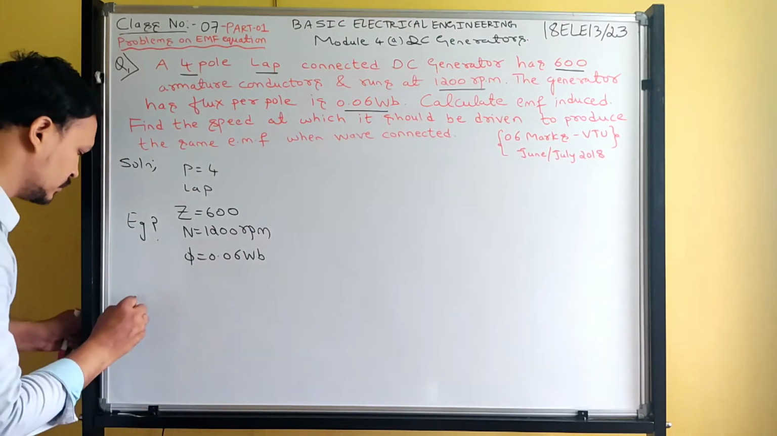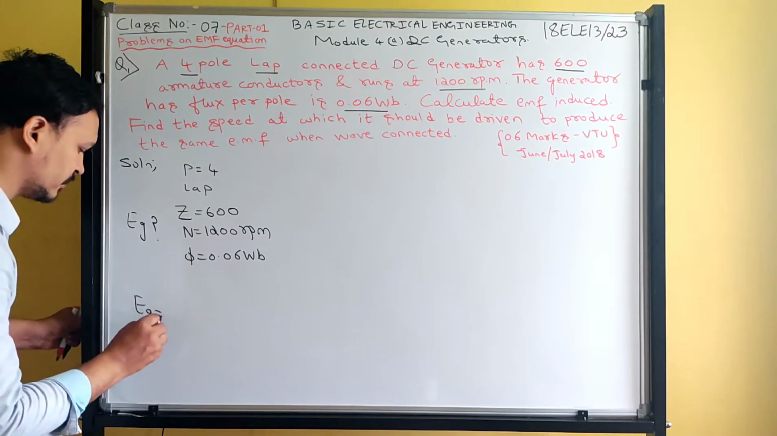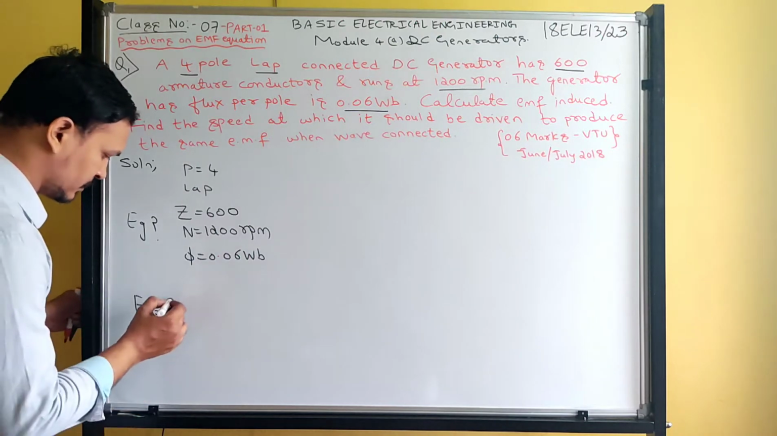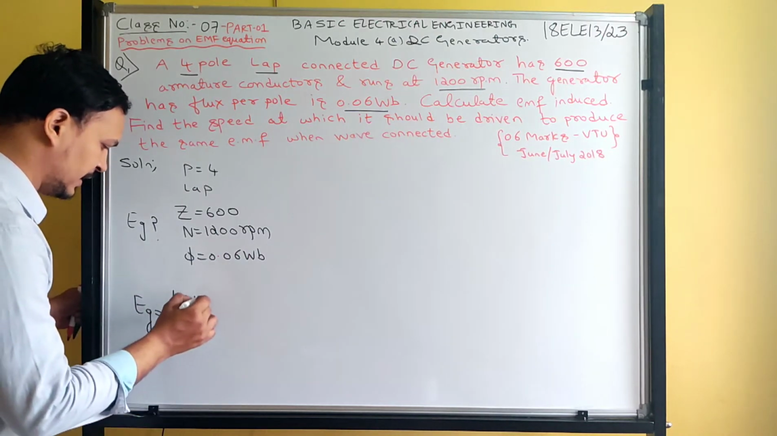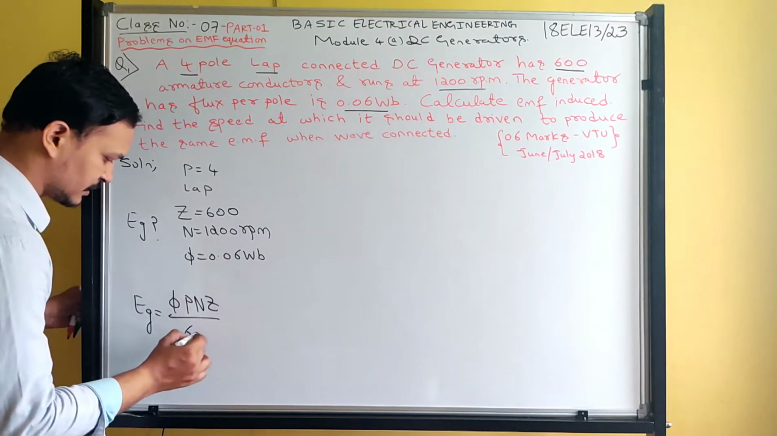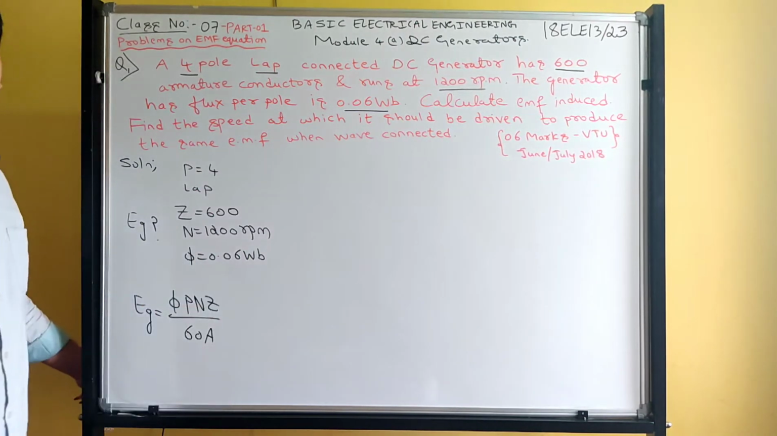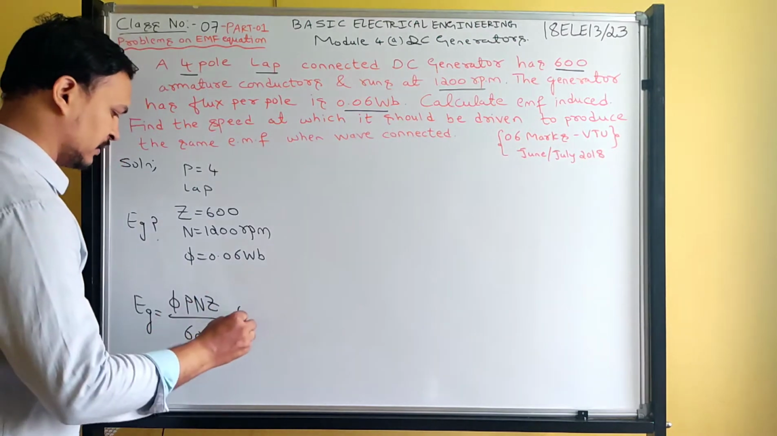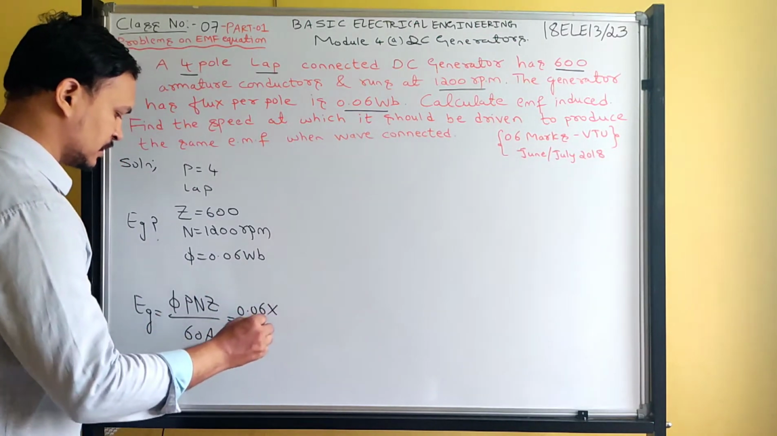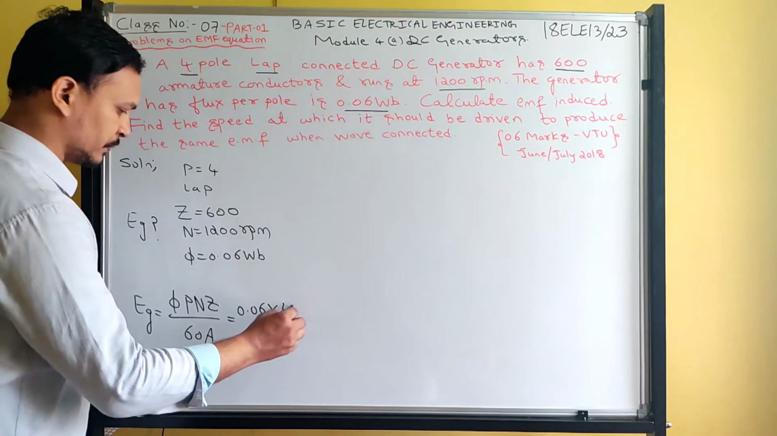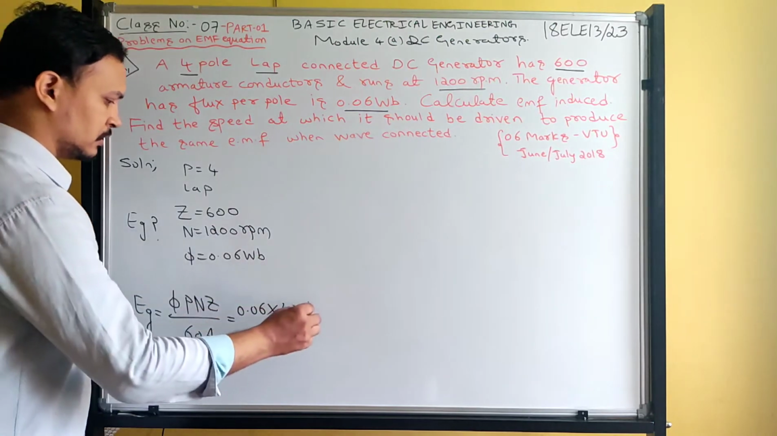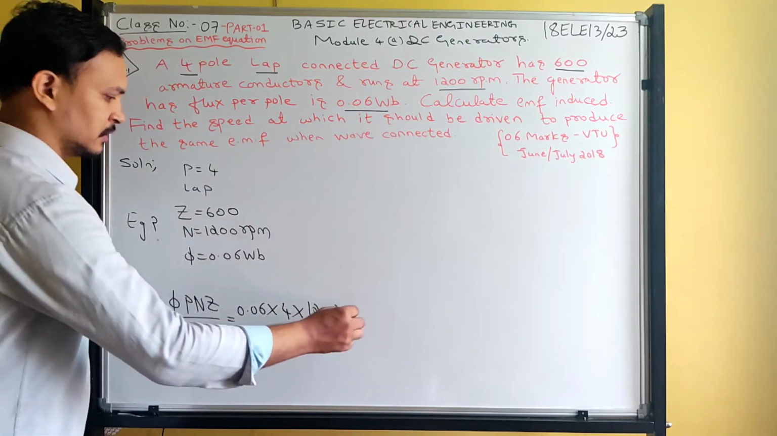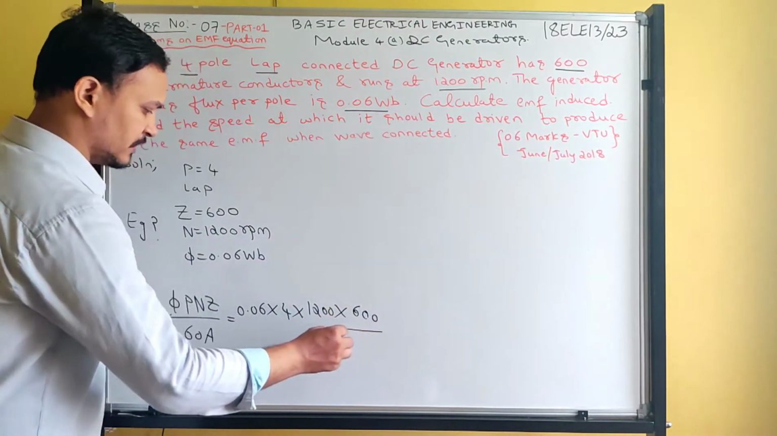Using this data, they are asking to find the EMF induced or EMF generated. So what is the formula we studied from the EMF equation of generator? Yes, very good. Eg = phi P N Z by 60A. This is the EMF equation of generator. The flux value is 0.06, the number of poles is 4, the speed of the machine is 1200 RPM, and the number of conductors is 600, divided by 60 into A.